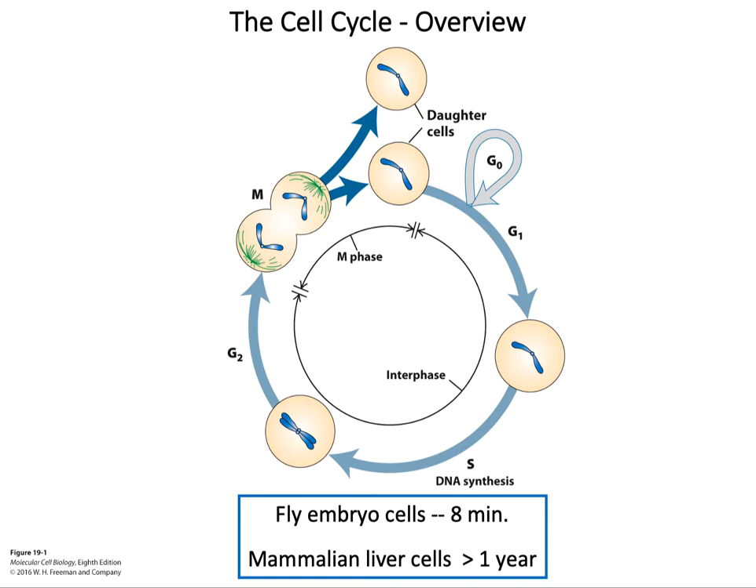Now let's talk about the cell cycle in action. The cells reproduce themselves by duplicating their content and then dividing in two. The time it takes for this purpose to happen is known as the cell cycle, and the duration of the cell cycle differs in a cell-specific manner, so it differs from cell to cell. For example, a fly embryo cell has a cell cycle of about 8 minutes, which is very fast, whereas mammalian liver cells have a cell cycle that's greater than a year, so they don't divide very much.